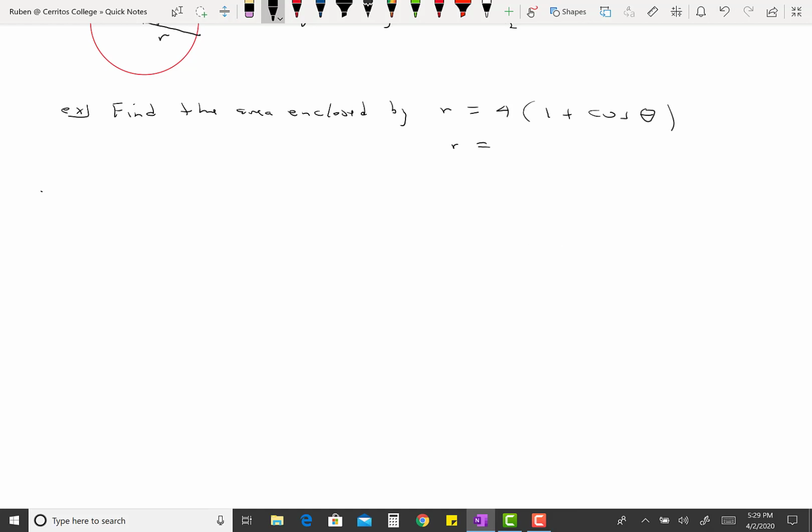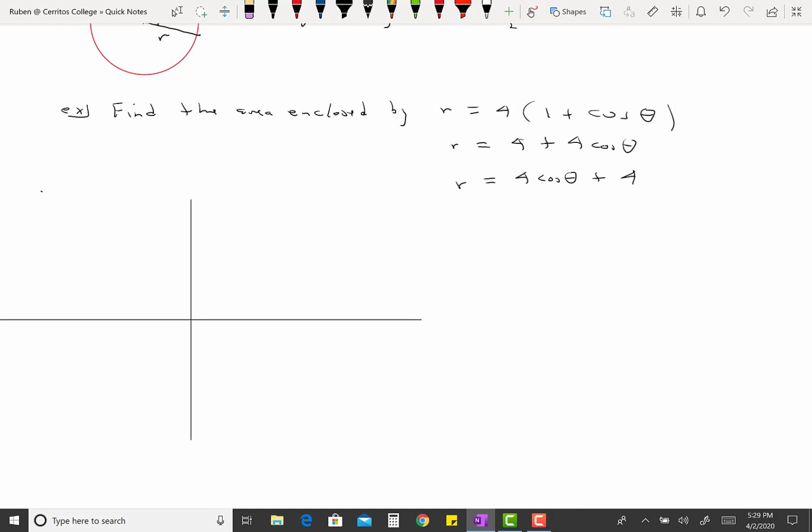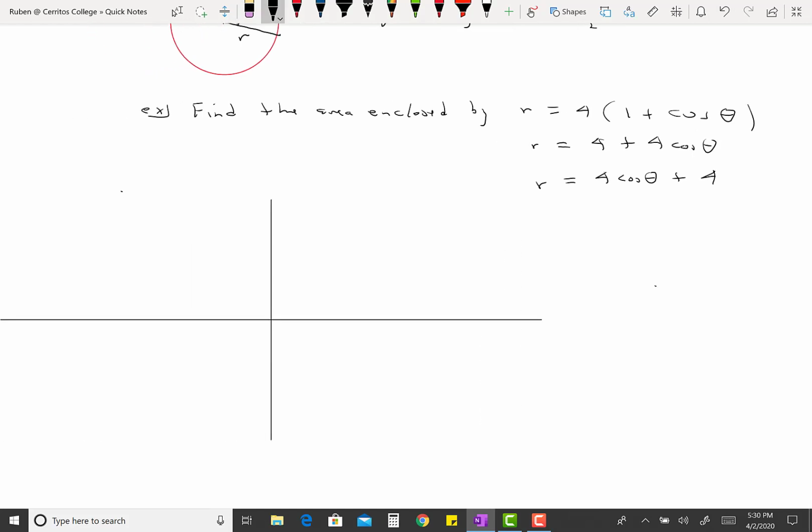So let's distribute the 4 in this equation. So we're looking at 4 plus 4 cosine of theta, or if we rewrite the equation with the cosine term first, we're looking at 4 cosine theta plus 4. And let's graph this in the rectangular plane, not using the variables x and y, but still using the variables r and theta. So here's our rectangular plane, but the variables are not x and y. The variables are r and theta. So the equation 4 cosine theta plus 4 is nothing more than the graph of 4 cosine theta shifted up by 4.